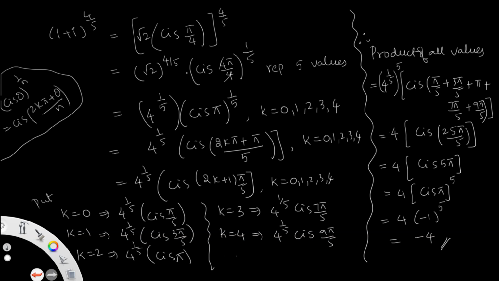Now go to question number 12. Question number 12, most important question. Solve x power 4 minus 1 equal to 0. It is a 7 mark question in IPE, most important. So x power 4 minus 1 equal to 0 means you have to write it as x power 4 equal to 1. Then x equal to 1 to the power of 1 by 4.